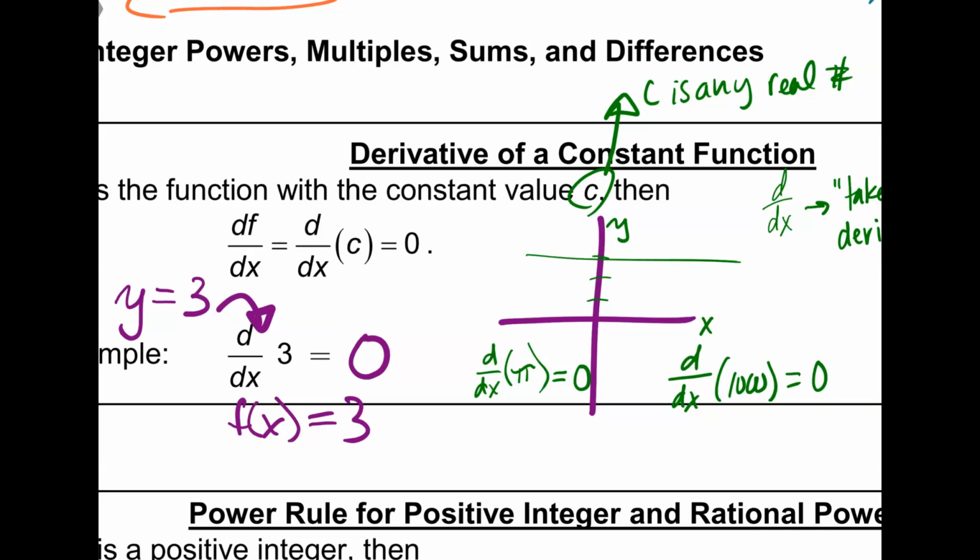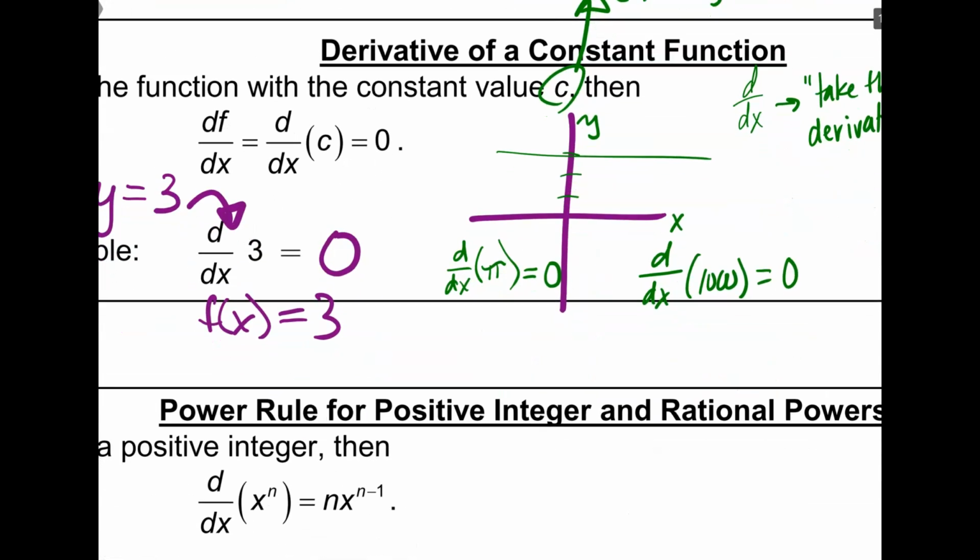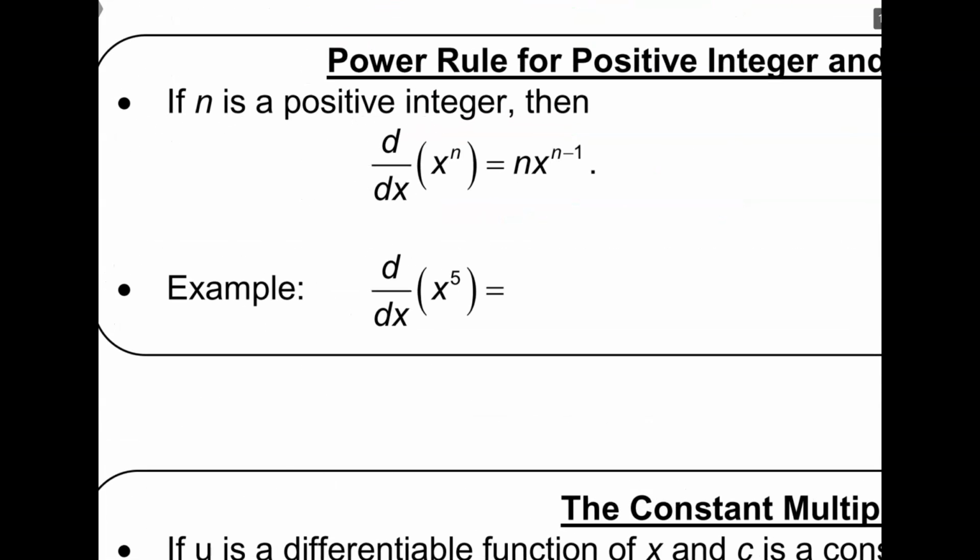What about the power rule for positive integer and rational powers of x? If n is a positive integer, meaning the exponent, how do you find the derivative? You take n, bring it down front, and then you subtract 1 from the exponent. So my example, d dx of x to the 5th. You bring the exponent down and multiply it times x to the 5 minus 1. This is going to be 5 times x to the 4th.